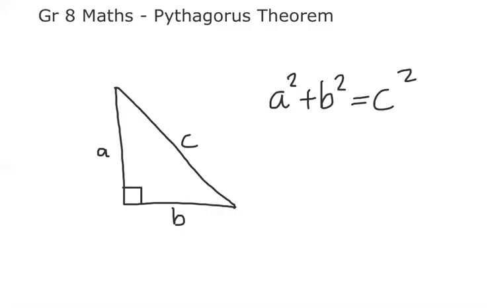Hi, good day. This is grade 8 maths, and we're going to do the Pythagoras theorem. When you hear about the Pythagoras theorem, one thing we need to know is that there should be an angle of 90 degrees. Just as a reminder, if you have a thing that looks like a block, that means that angle is 90 degrees. So 90 degrees and Pythagoras theorem always go together. Just keep that in mind.